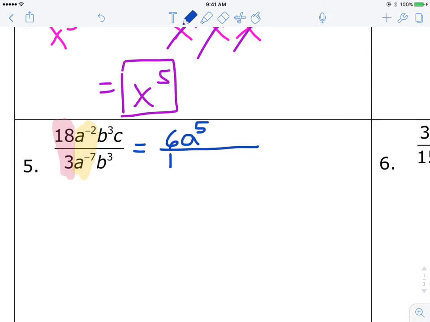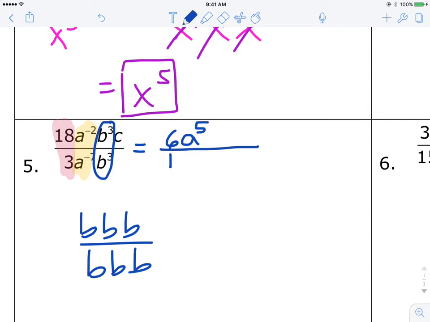Then we have our B's here, B3 over B3. Well, if you think about how this would look if we wrote it all out, all of the B's would cancel each other, right? So the B's actually go away. Then we just have lonely C by himself, and nothing to cancel this out with, nothing to compare it to, it just stays the same. So our answer is 6a to the 5th C.